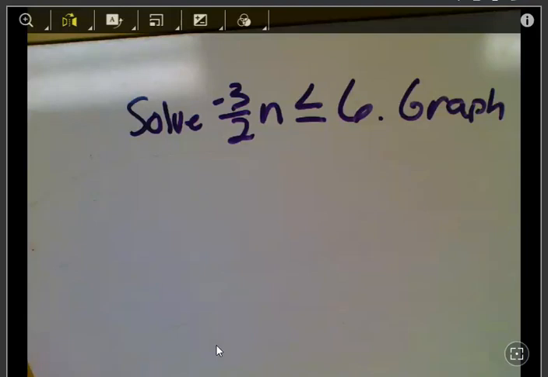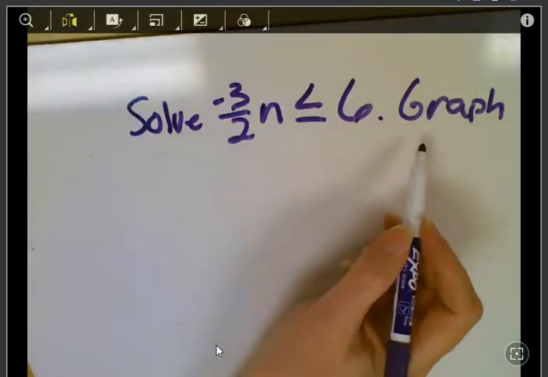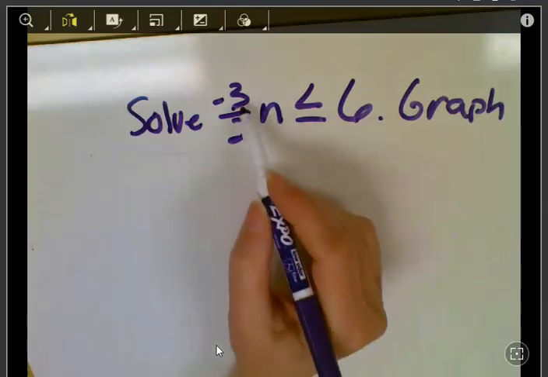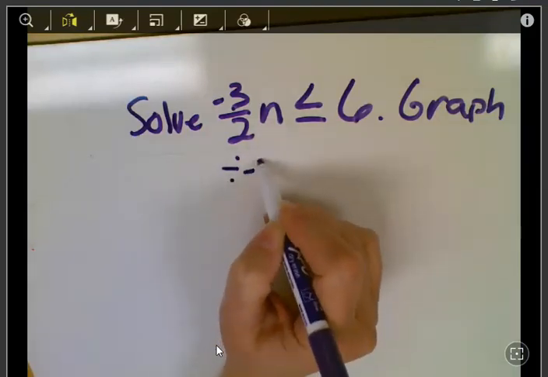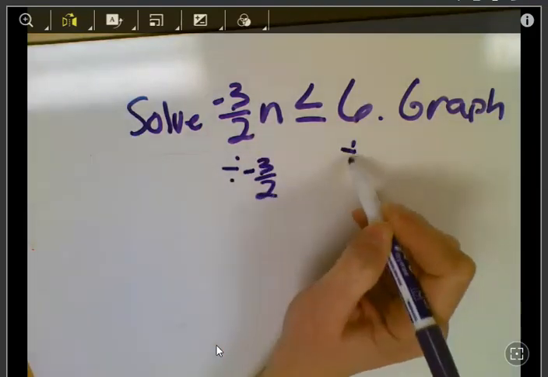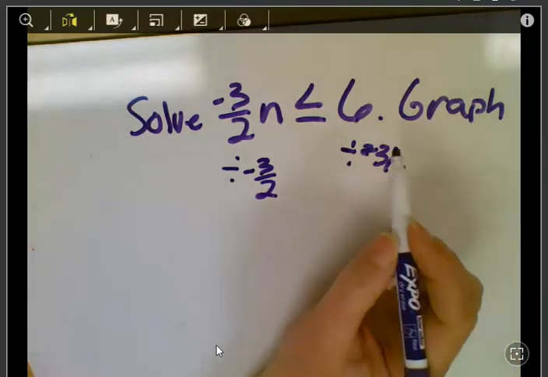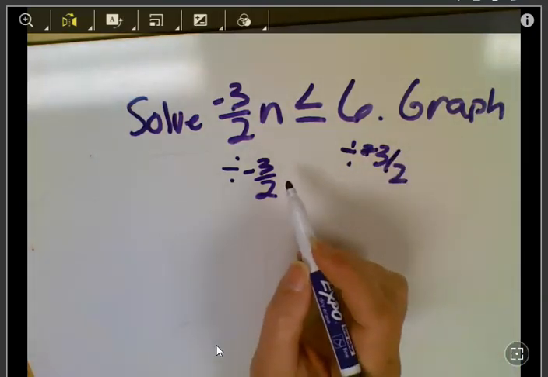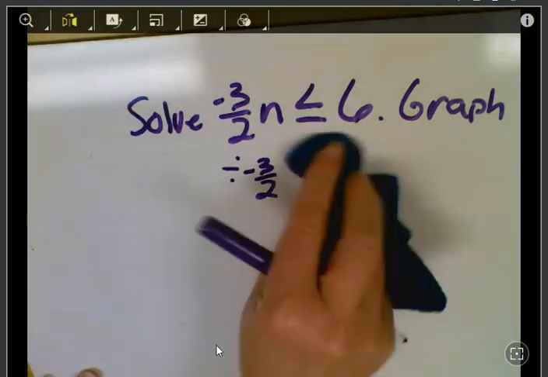Okay, in this problem we have negative 3 halves n is less than or equal to 6, and then we want to graph it. Whenever you have a fraction squished next to the n, it's multiplication, so you could divide it on your calculators by doing divide by negative 3 halves, or you can multiply by the reciprocal, which is what I'm going to show you, because then you can do it on paper and pencil.